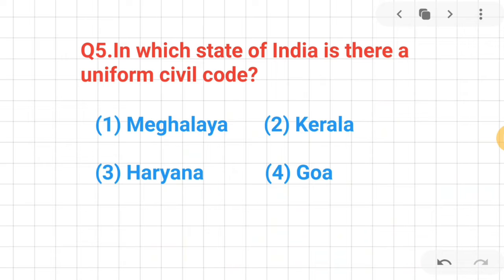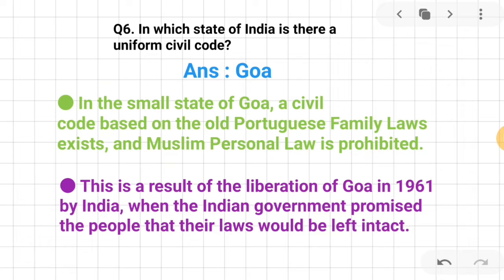Okay. In India, the small state of Goa has a civil code based on the old Portuguese family law, or Goa family law, or Portuguese civil code, which prohibits Muslim personal law. Okay. And this was a result of the liberation of Goa in 1961 by India, when the Indian government promised the people that their law would be left intact. Okay.